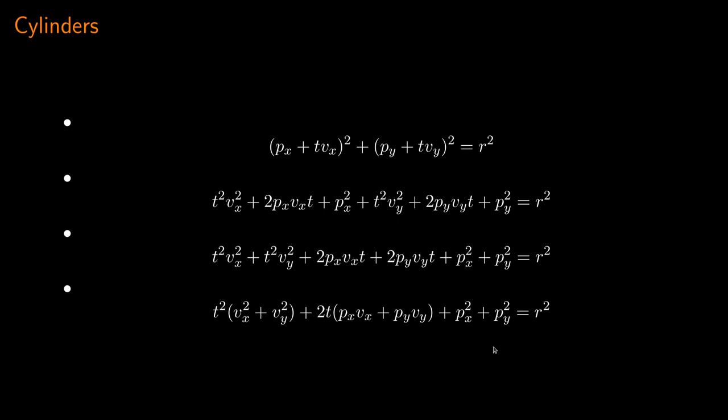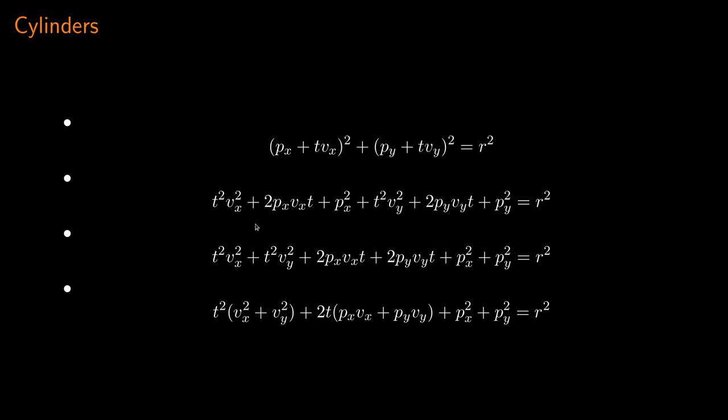All right, we can go about rearranging that equation, which will make it much easier to see what's going on. We have (px plus tvx) all squared plus (py plus tvy) all squared is equal to r squared. Now we're going to expand out the expressions in these brackets, and then collect terms. If we expand those out, we get t squared vx squared plus 2px vx t plus px squared plus t squared vy squared plus 2py vy t plus py squared is equal to r squared.